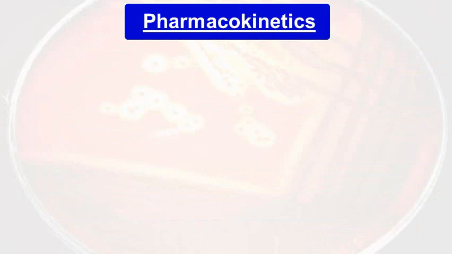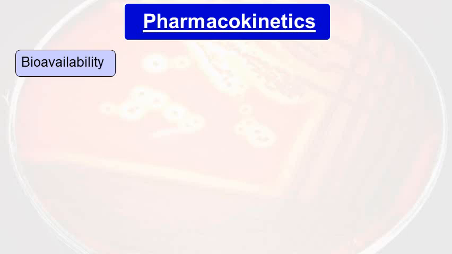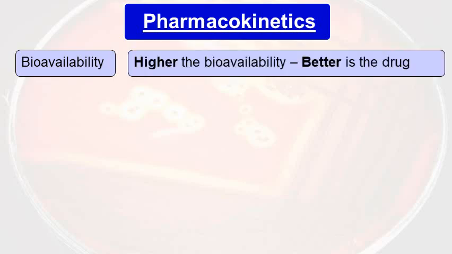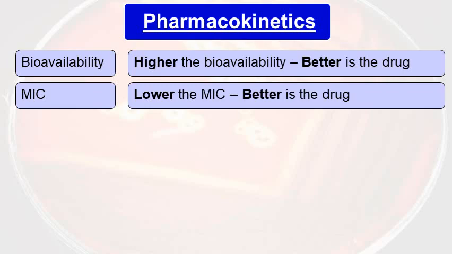The second criteria is pharmacokinetics. It is related to the property of drugs: how my body is going to respond to the drug which is consumed. So the first criteria is bioavailability, which talks about the amount of drug available to show its action. And higher the bioavailability, better is the drug. Second criteria is MIC, which stands for minimum inhibitory concentration. Lower the MIC, better is the drug.